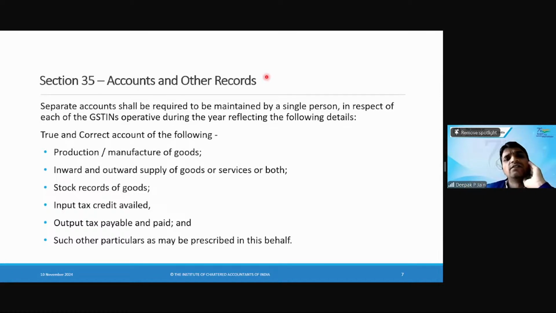Yes, Bhumika, even for CTP, NRTP, and UIN and composition taxpayers, maintenance of accounts are required. Since they are all registered, they are also required. You're right.